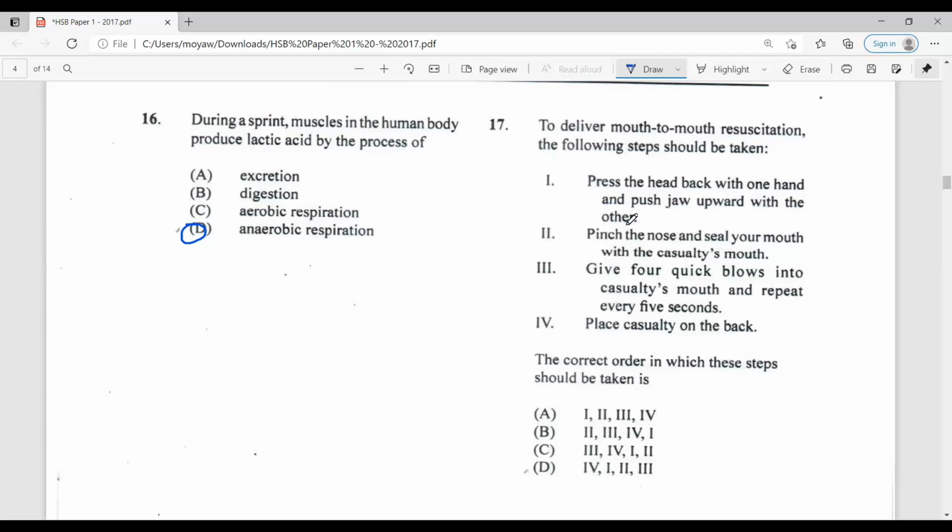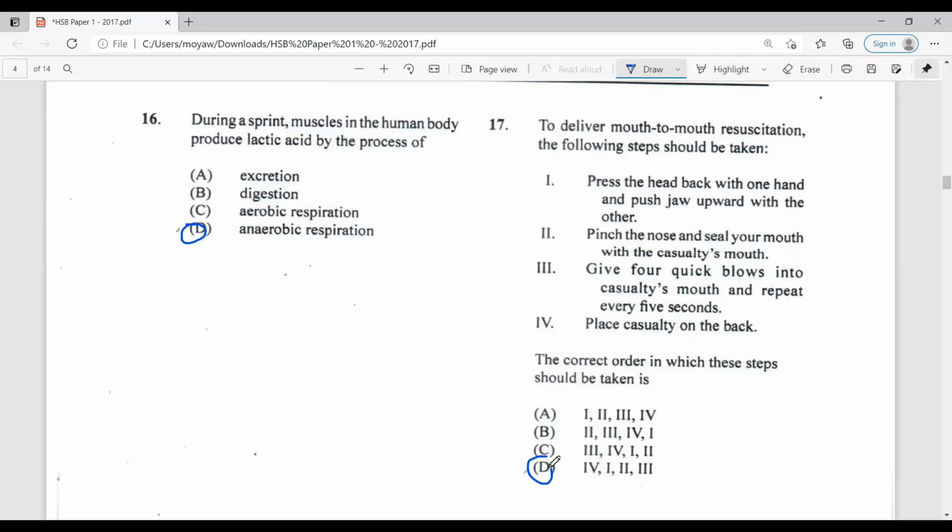With a question like this, we have to know what will come first. The correct order in which these steps should be taken: the first thing, based on what I read, is step 4, and the only option that starts with 4 here is D. So we have to put the casualty on their back, placing them firmly on their back.